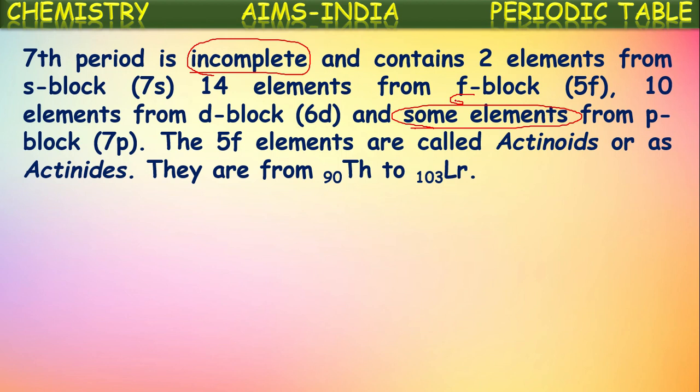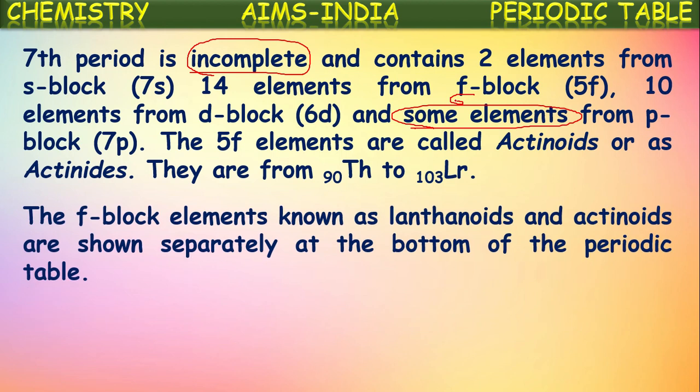So in this seventh period, the 5f elements, the elements for which the last electron is present in the f subshell, which we are calling F block elements, are thorium to lawrencium. These are called actinoids because, similar to lanthanoids, these elements are present after actinium and possess chemical properties similar to actinium, and hence these are called actinoids or actinides. What are those? Thorium to lawrencium. These elements are in the last horizontal line of the modern periodic table. Okay, the F block elements known as lanthanoids and actinoids are shown separately at the bottom of the periodic table to make it convenient.